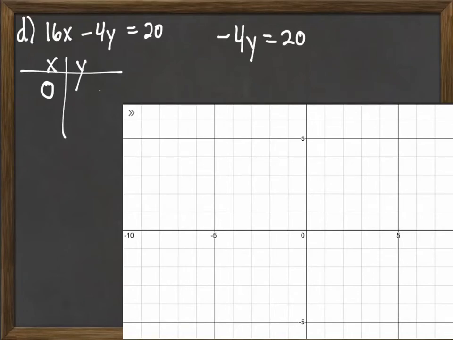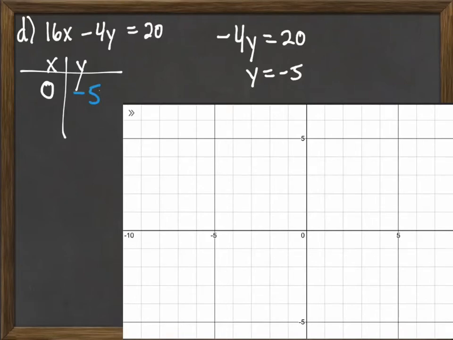Divide both sides by negative 4. So 20 divided by negative 4 will be negative 5. And so we get our first point, 0, negative 5.